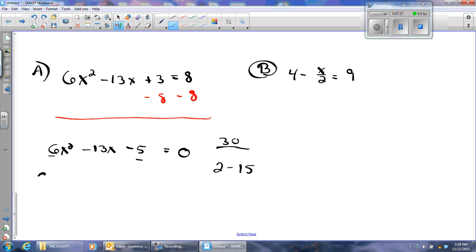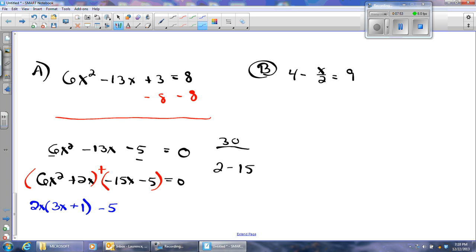So I'm going to rewrite this as 6x squared plus 2x minus 15x minus 5. That equals 0. And then I'm going to group. Okay. Always grab the sign. Grab that sign. All right, I'm going to pull out a 2x. I'll be left with a 3x plus a 1. And I'll pull out a -5. And I'll be left with a 3x plus a 1.